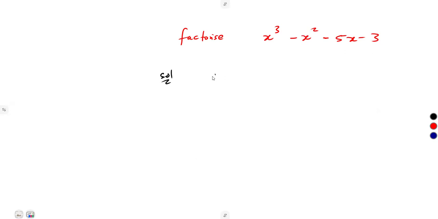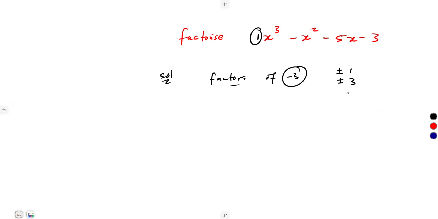So what are the factors of what? Here we're going to need factors of -3, which is our constant. So factors of -3, we have positive and negative 1, positive and negative 3. Here we consider the constant, since the coefficient of x cubed is 1, like I explained.